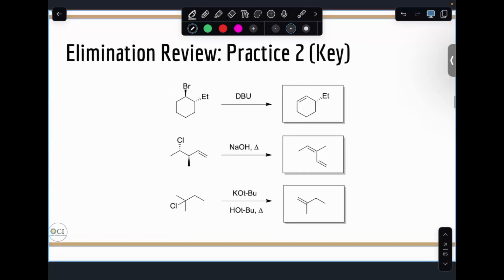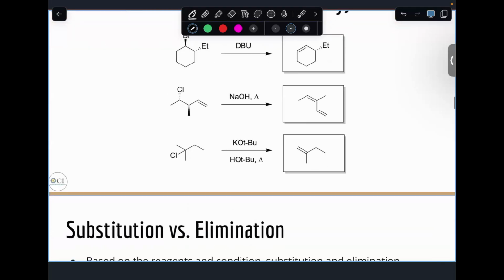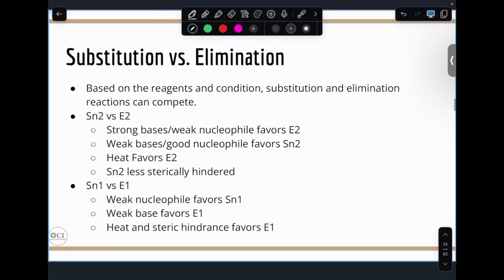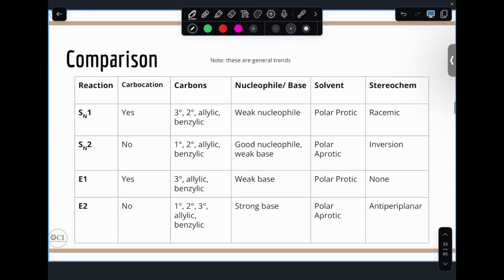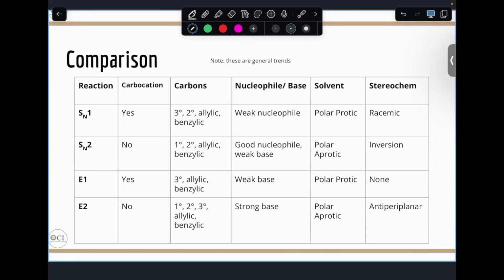It's key. Just went through that. So substitution versus elimination. Honestly, I feel like this is too many words. Just memorize the table. It's a lot simpler. You'll use it a lot. Carbocations form with SN1 and E1. Remember, because they're two steps. No carbocation with SN2 and E2.